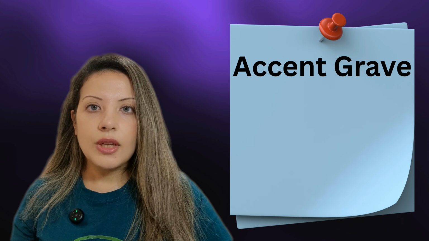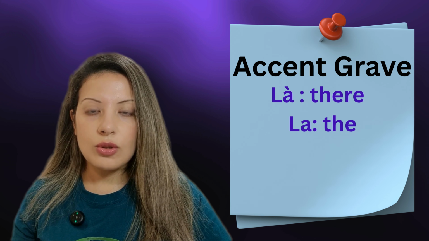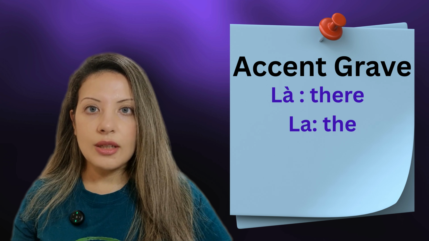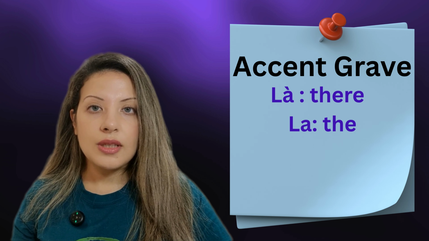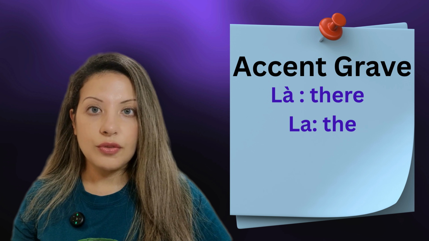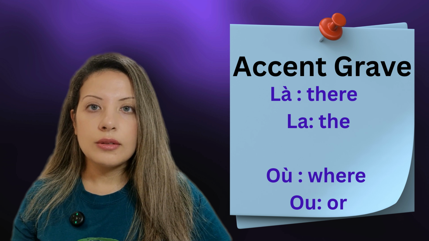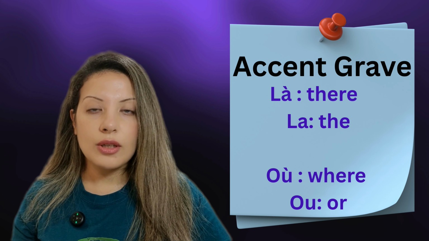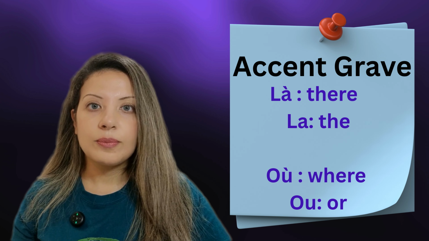For example, let's see these 2 words. Là and la. The first one with the accent grave means there, whereas the second one without accent means the. In this case, the accent grave is what differentiates these 2 words. Another one, où and ou. Both are pronounced ou. However, the first one with the accent means where, and the second one means or.